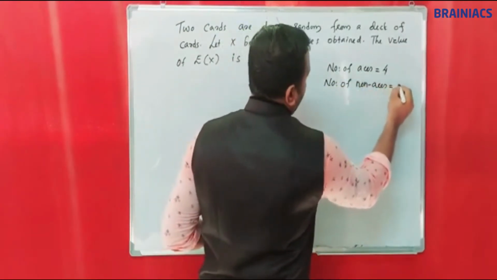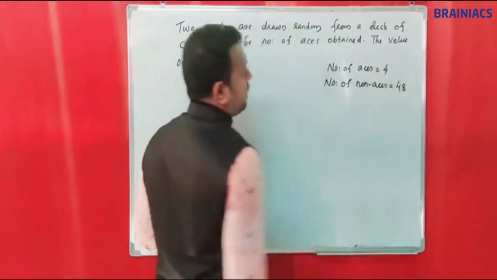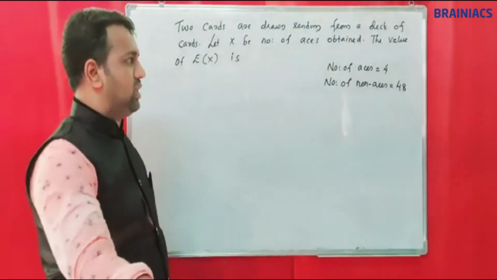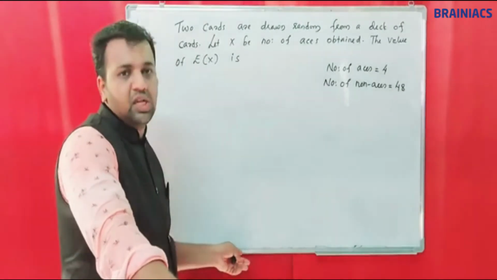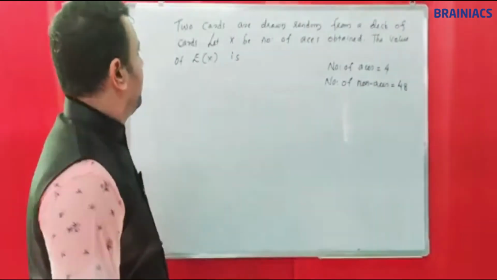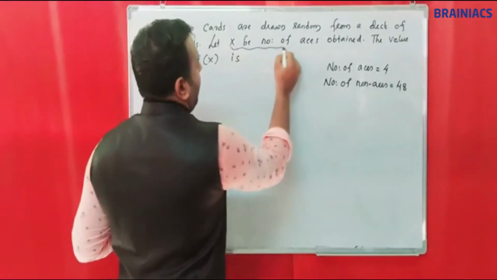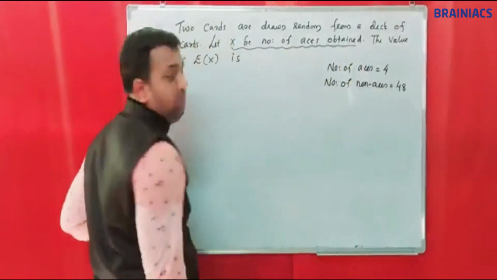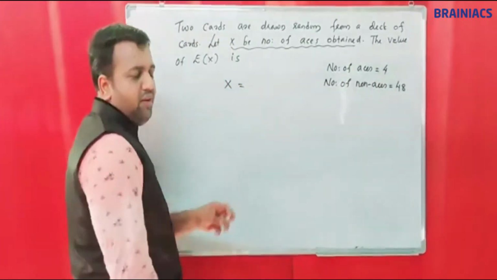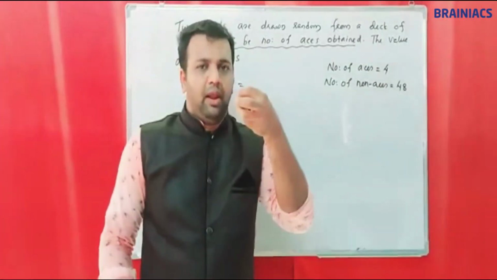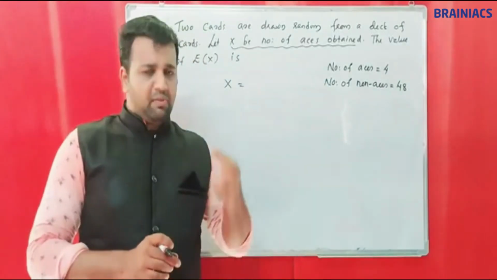and the number of non-aces is equal to what? 52 minus 4, that's equal to 48. So the number of aces is equal to 4 and the number of non-aces is equal to 48. Then let x be the number of aces obtained. That means x can take values when we take 2 cards from 52 cards, one by one.